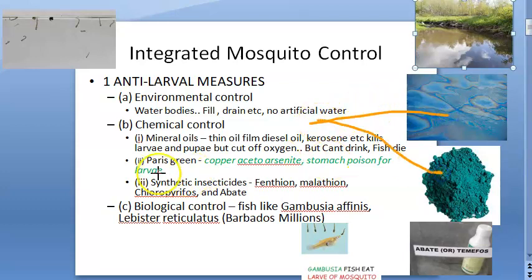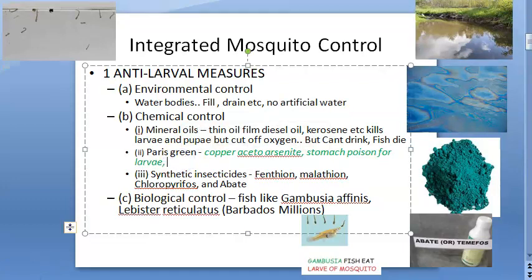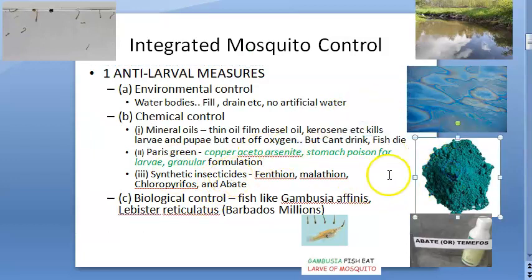So then you have Paris green. Paris green is nothing but copper acetoarsenite. It will have an arsenic compound. So this is nothing but a stomach poison for the larva. You have to make sure that the larva eats this, right? So Anopheles, anyways, at the surface it will eat and it will die. But what about the bottom dwellers? For bottom dwellers, you'll have to give it in some granular formulation. Okay. So it will have arsenous oxide. Okay, this one. So this is stomach poison.